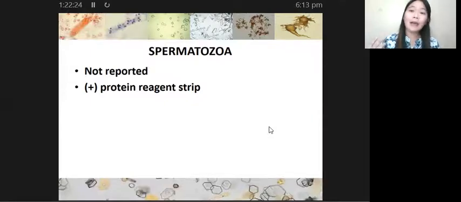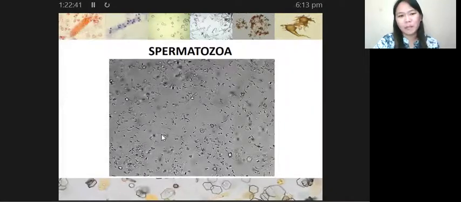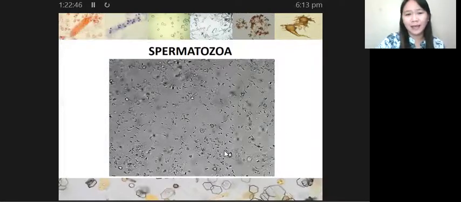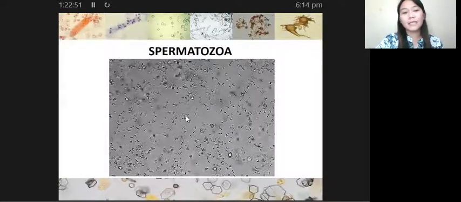You just have to take note na if spermatozoa or sperm cells are present in your urine, this can cause a false positive result in your protein reagent strip. Under the microscope, ganito ang itsura niya. Hindi ko alam kung anong ginawa ng pasyente, pero ang dami niyang sperm cells sa kanyang ihi. Parang hindi na ihi sa dami ng sperm cells. Normal lang naman na may sperm cell.